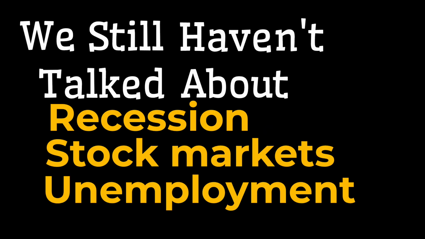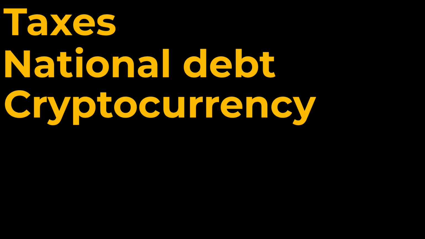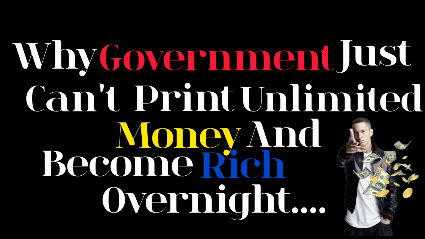We still haven't talked about recession, stock markets, unemployment, capitalism versus socialism, taxes, national debt, cryptocurrency, trade wars, poverty traps, economic bubbles, and why government just can't print unlimited money and become rich overnight. So, this was part one of understanding how the world economy actually works. And trust me, the deeper we go, the crazier it gets.